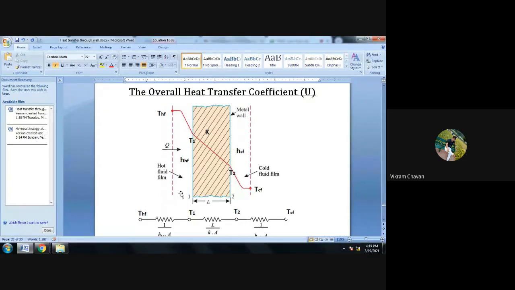The overall heat transfer coefficient. Now, first of all, we try to understand this particular diagram, and then we'll move ahead to the concept. So, what does the diagram represent?